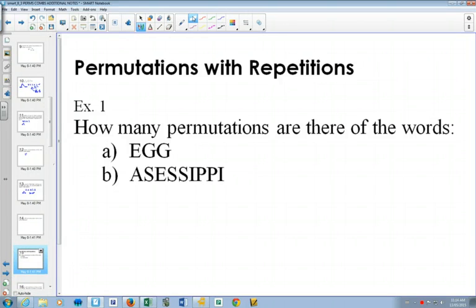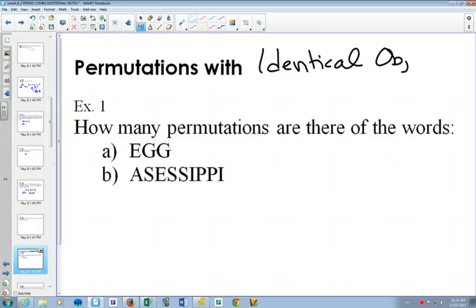Just so we keep our wording the same as we had before, cross out repetitions there. These are our Mississippi questions: permutations with identical objects. We've done these before, so this is a quick review. For egg, how would I figure out how many permutations there are for the word egg?